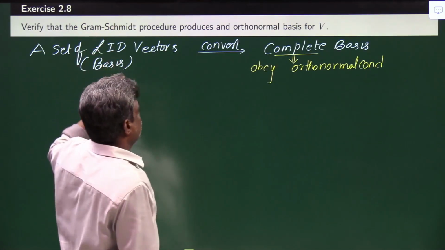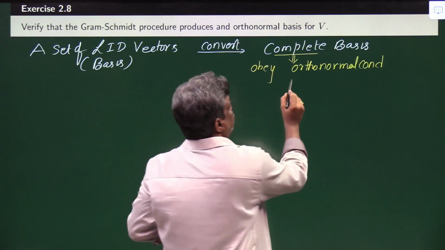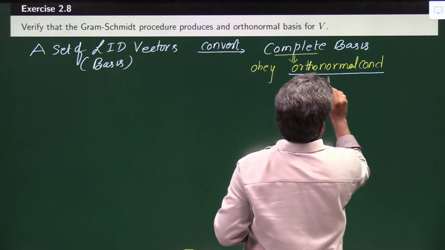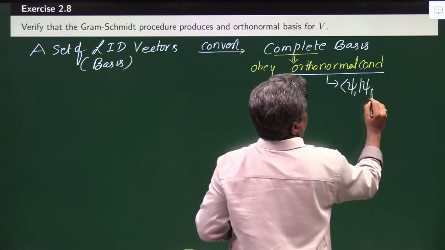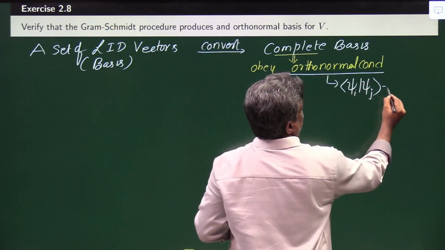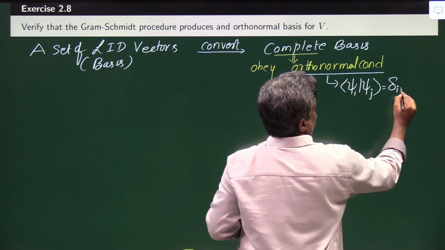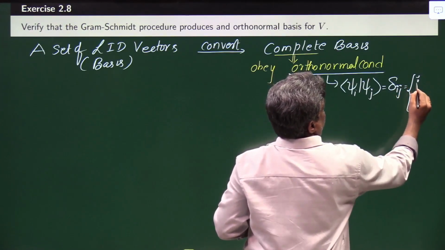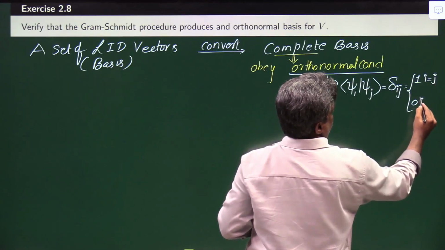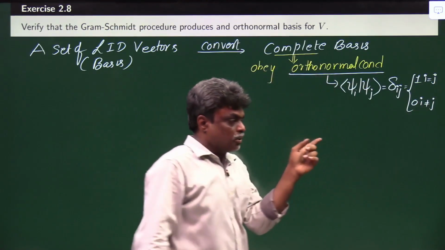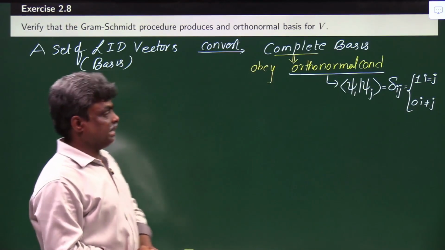So if you apply this process, whatever basis states we get from it definitely satisfy the orthonormal condition. That is, if you take the inner product of psi i and psi j, you get delta ij, the Kronecker delta, which is equal to either 1 or 0: 1 if i equals j, 0 if i is not equal to j. Earlier problems we have already discussed: 1 means the normalization condition, and 0 is the orthogonal condition.